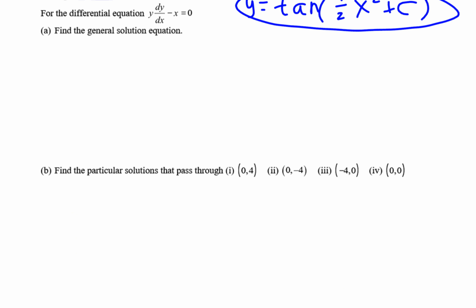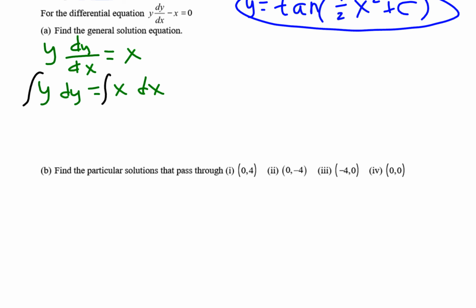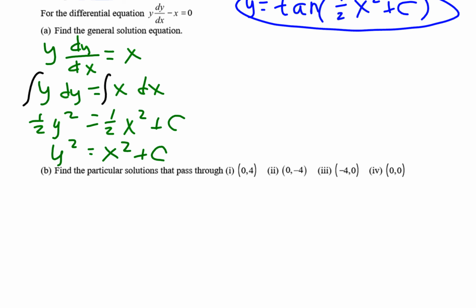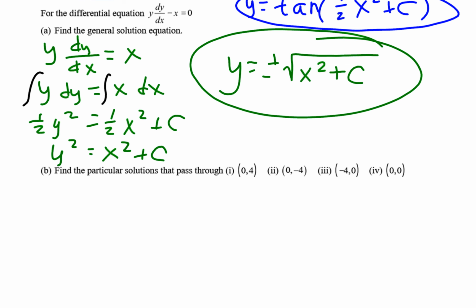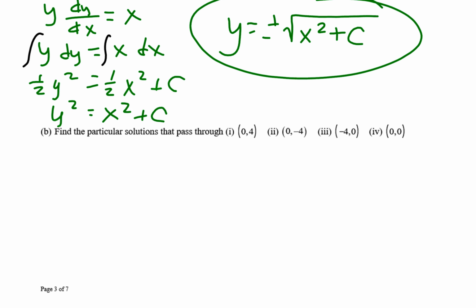All right, now this one, we need to find a general solution. Now remember, before we can even try to get a solution, we need to separate the variables. Aha, so I can do that. Now we can integrate. 1/2 y squared equals 1/2 x squared plus c. Multiply both sides by 2. Remember, 2c is still just c. And then the general solution for this would be y equals plus or minus the square root of the quantity x squared plus c. Now we're going to look at 4 particular solutions for this.